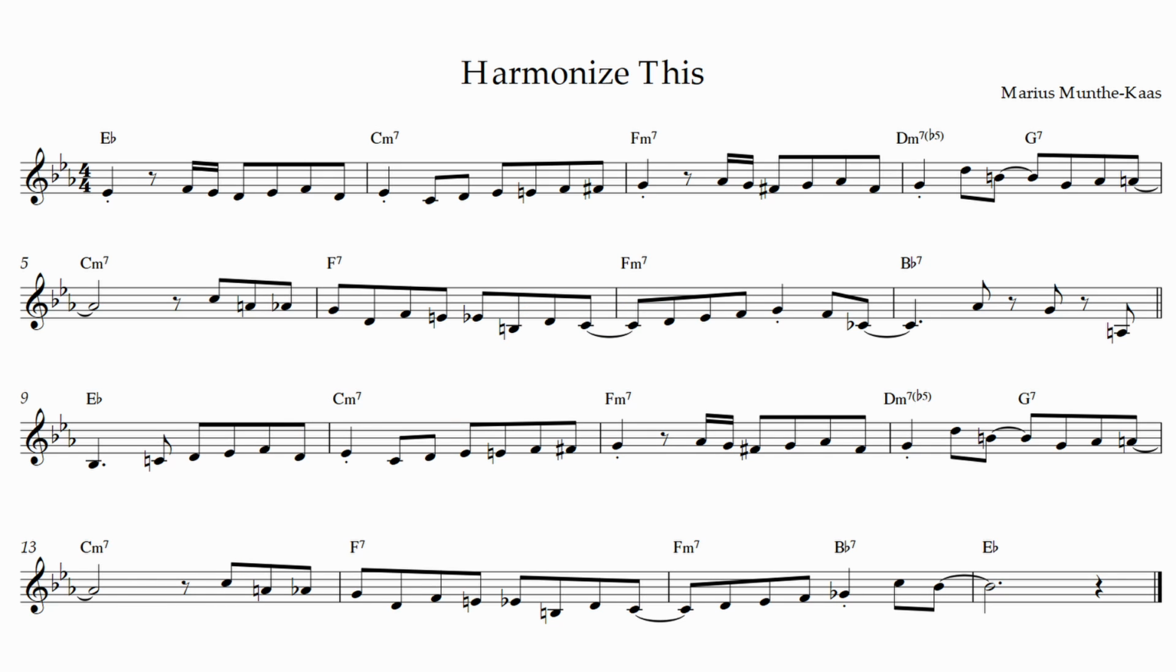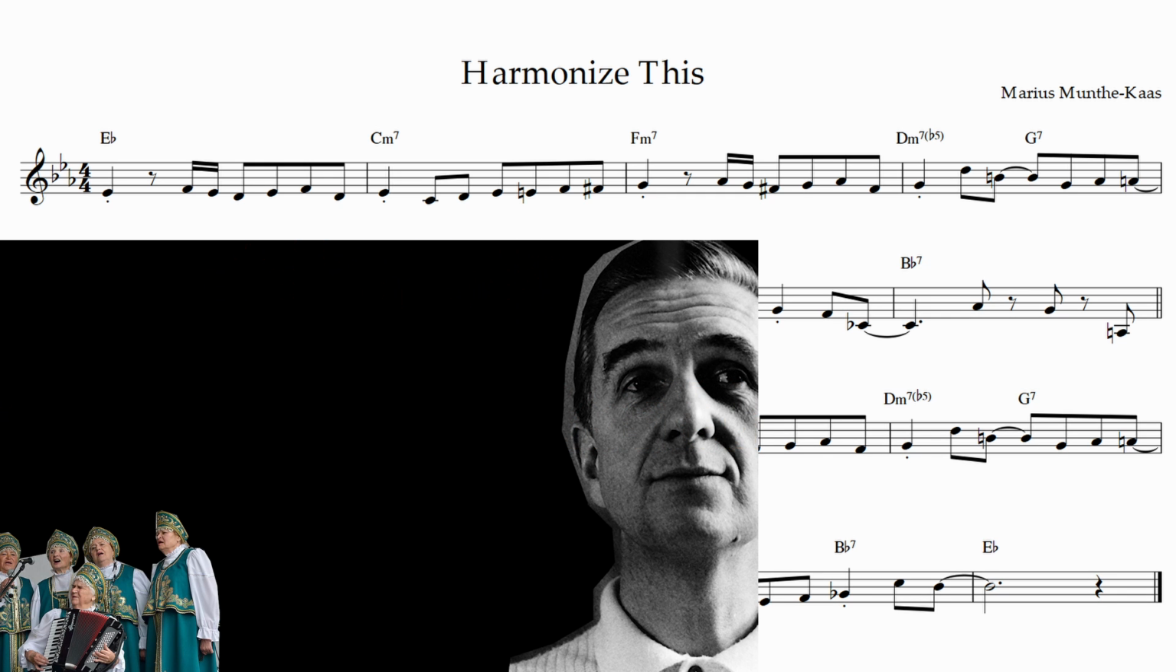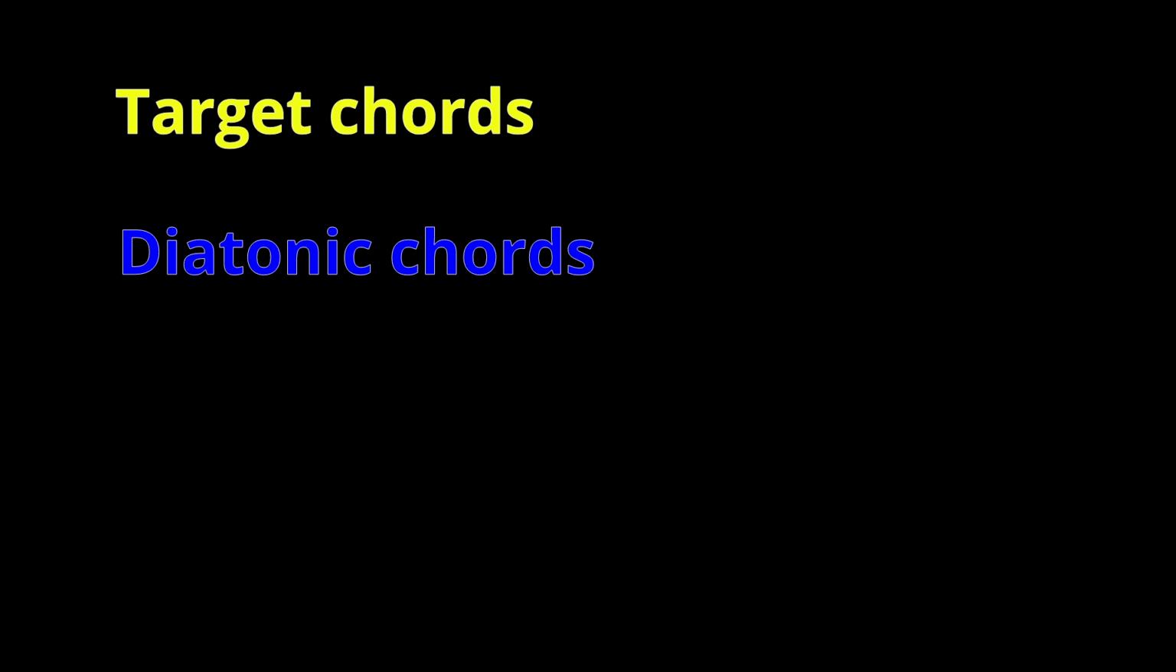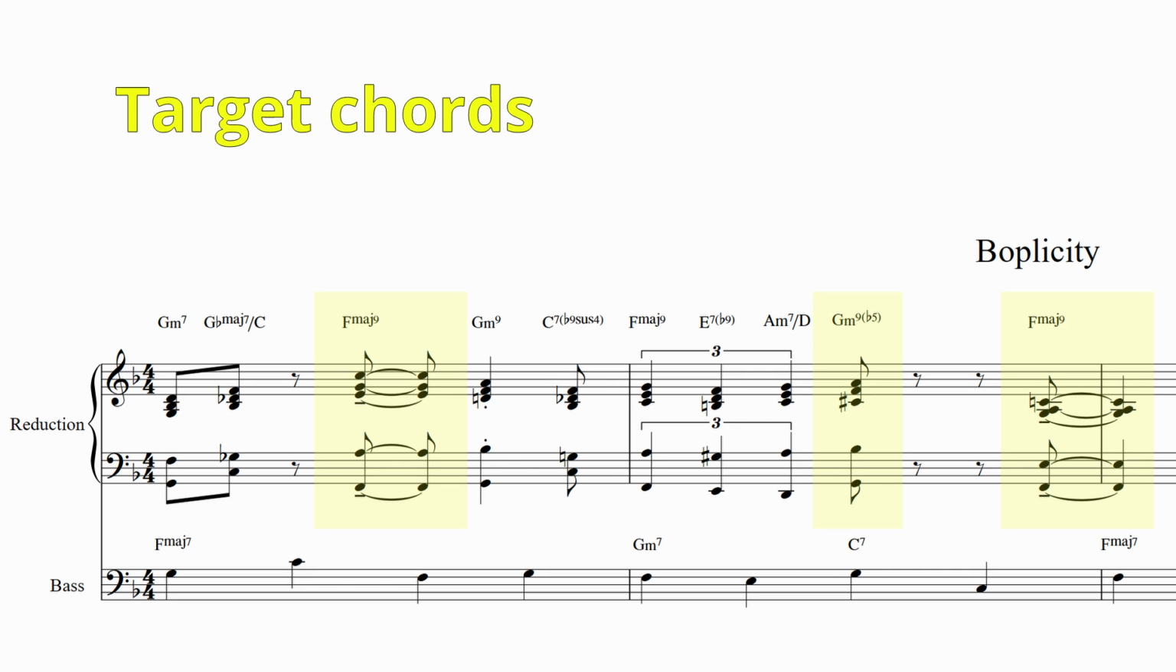If you've seen my Boplicity Deconstructed video, you'll know that I tend to analyse advanced soli passages in certain ways. I look for target chords, diatonic chords, functional chords, and other chords. Target chords are strategically important notes in the melody that need to be harmonized strongly. They give sense and direction to the harmony.